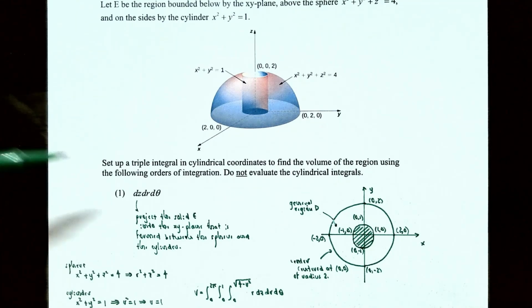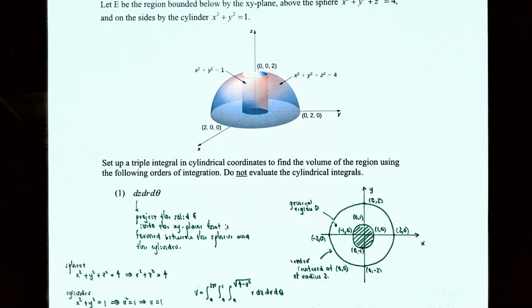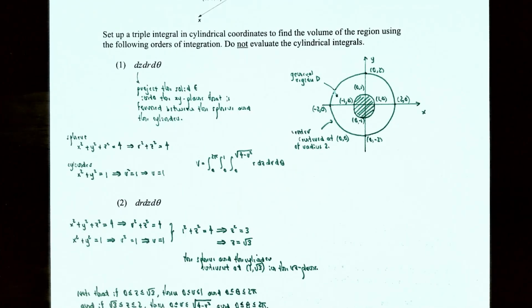So number 1, we're going to have the order of integration dz, dr, d theta. Since we're integrating with respect to z first, we're projecting the solid that we're integrating over into the xy plane, which is formed between the sphere and the cylinder. Let's convert the equation of the sphere into cylindrical coordinates, and also the cylinder, from rectangular coordinates. The equation of the sphere in rectangular coordinates was x squared plus y squared plus z squared is equal to 4. Well, x squared plus y squared in cylindrical coordinates is just equal to r squared. So this is the same equation as r squared plus z squared equals 4. That represents a sphere in cylindrical coordinates.